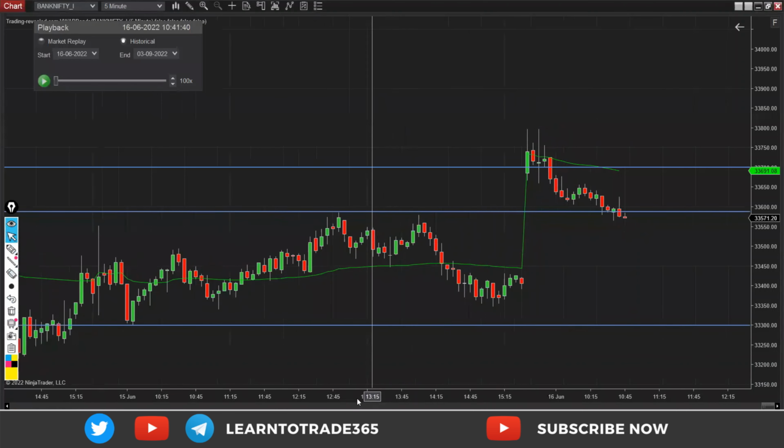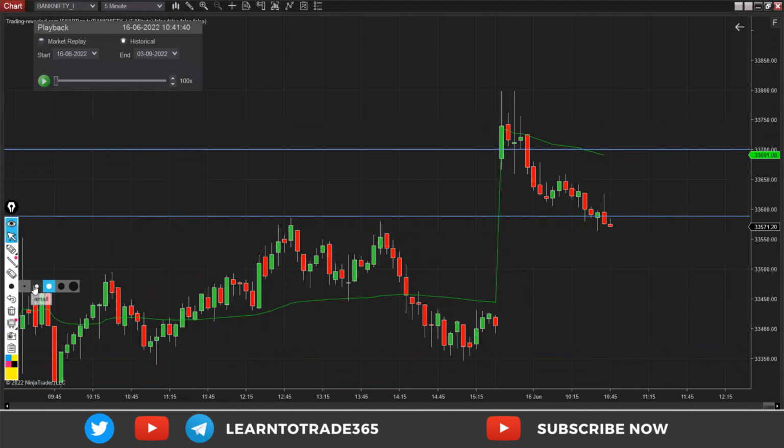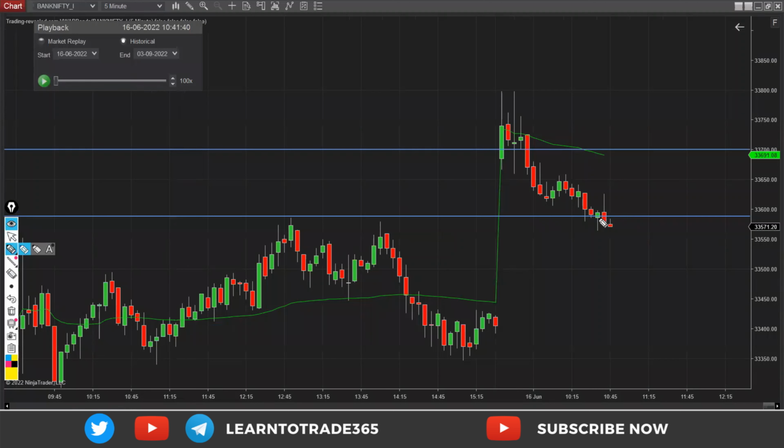How speed is the rejection? Try to understand. Just zooming here to make it clear. Price is trying to move up, immediately reversing back towards the downside. Immediately trying to reach back down.